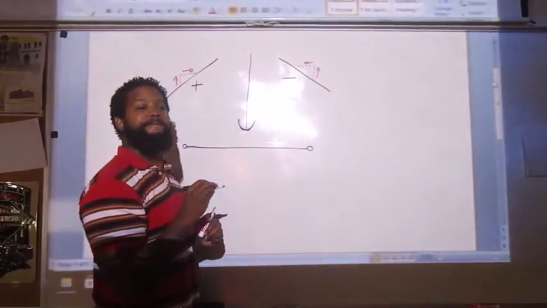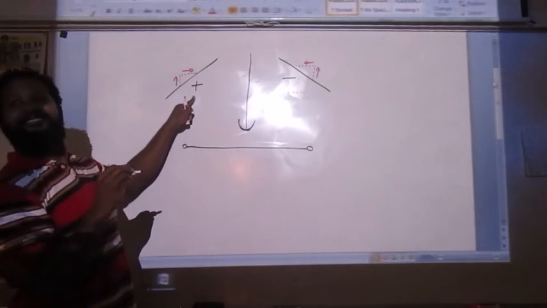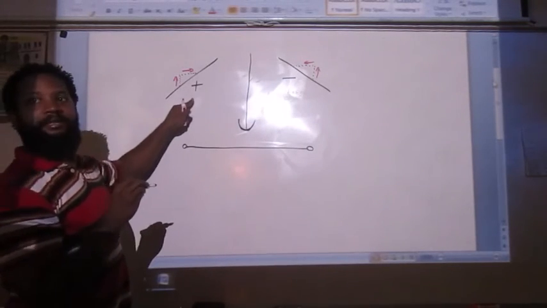My man's got a nose ring. Which side? Right or left? He got a nose ring.